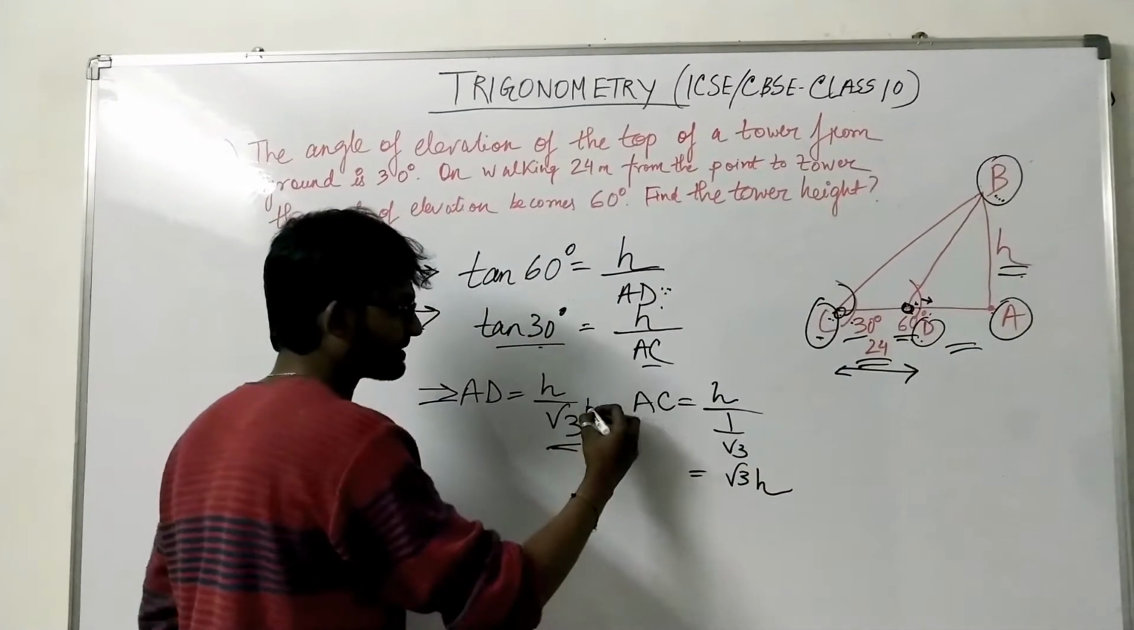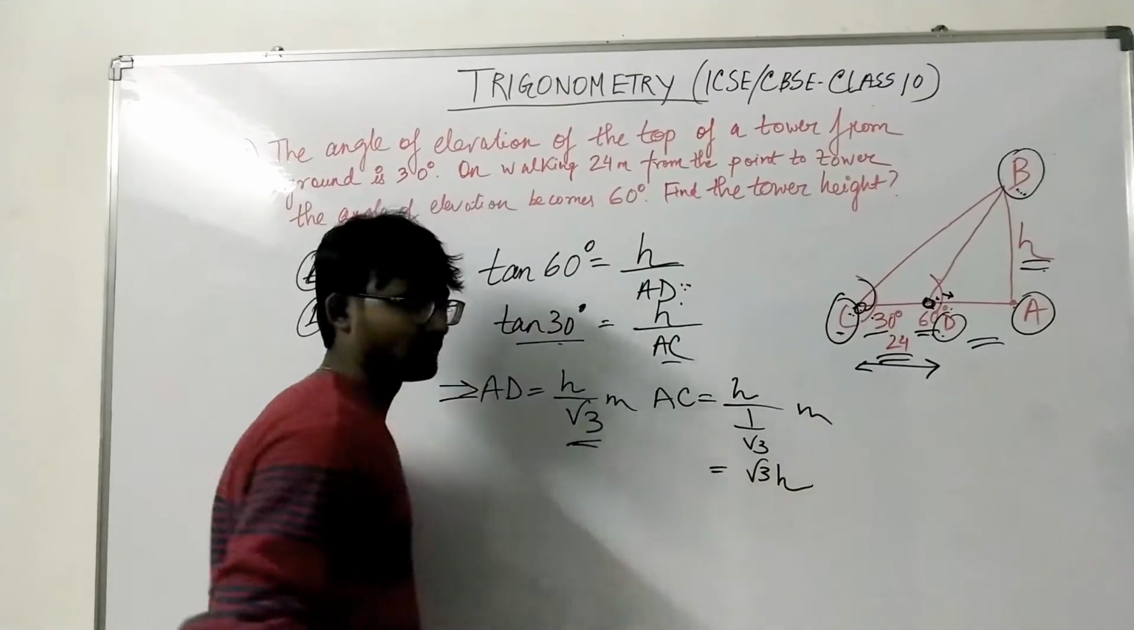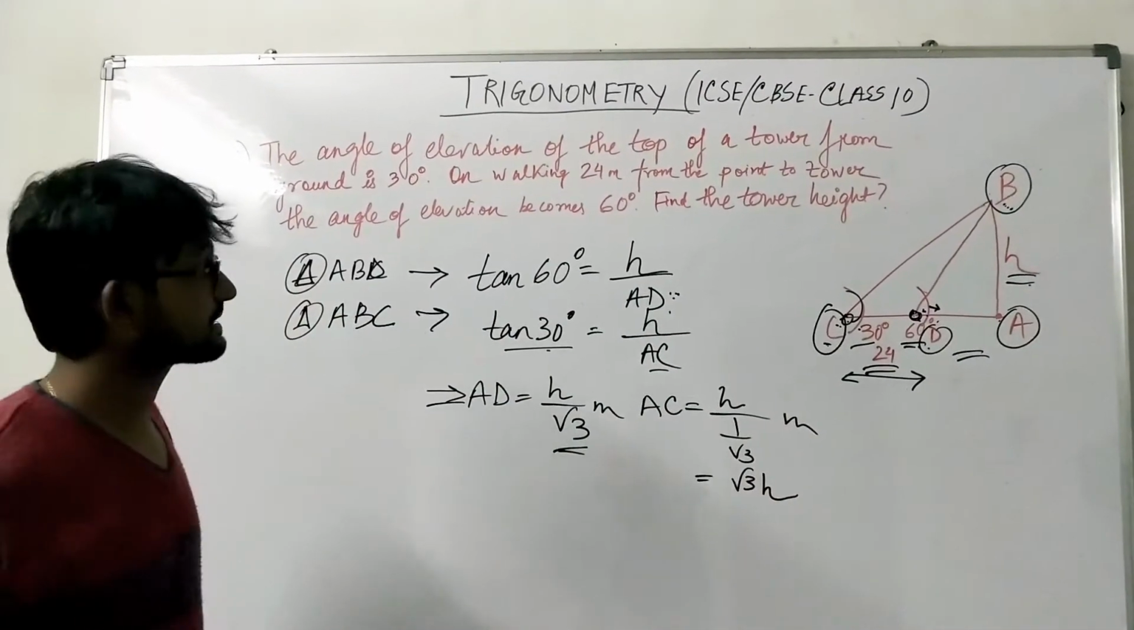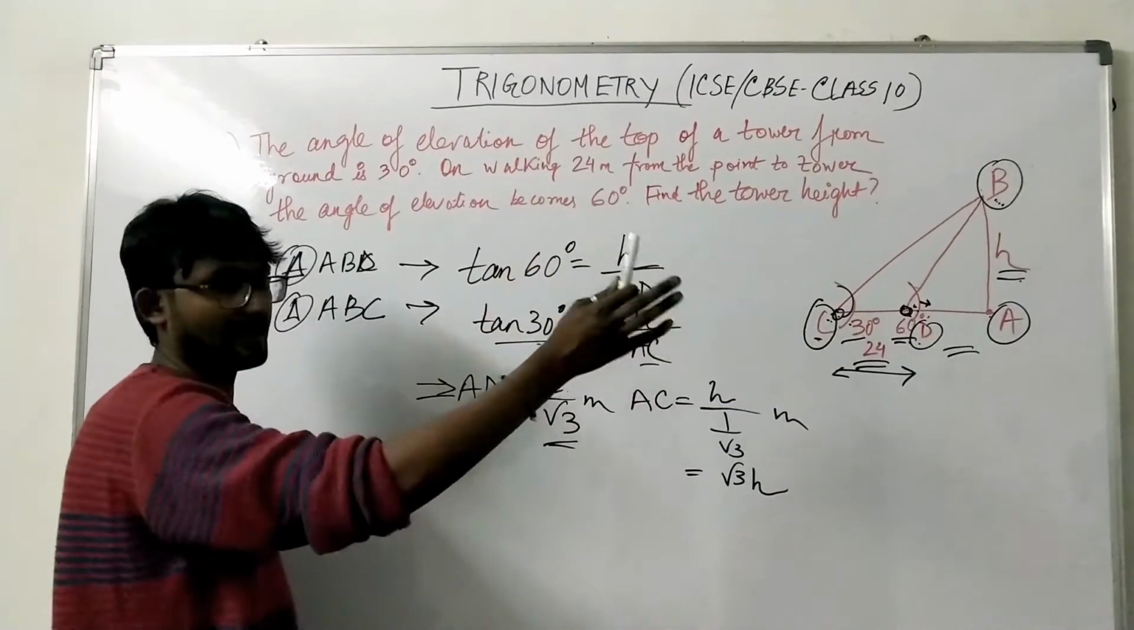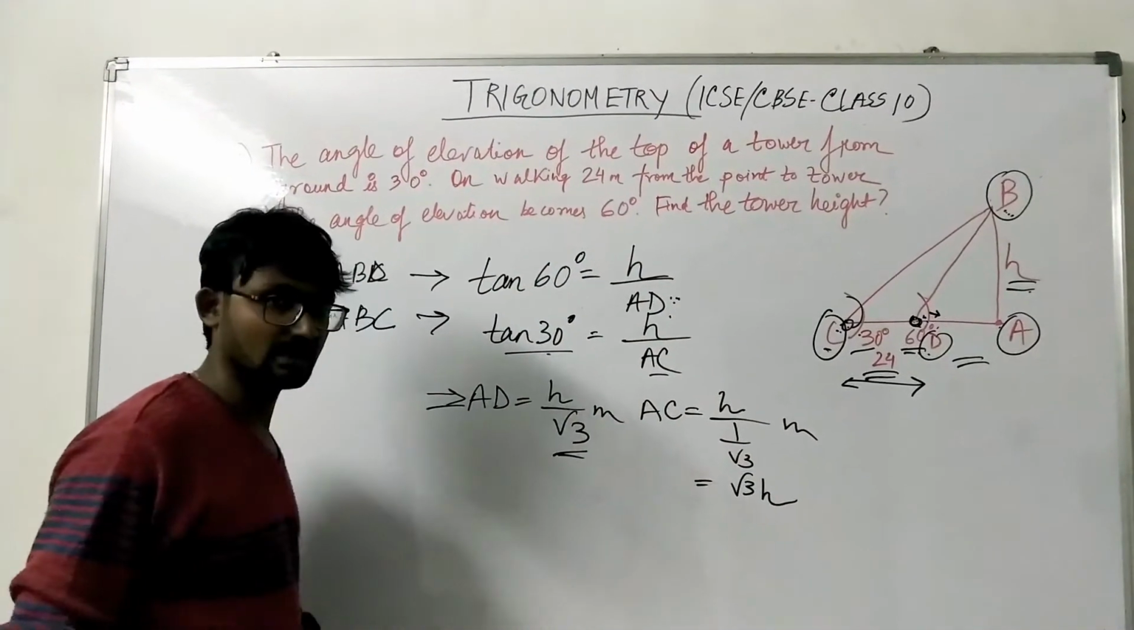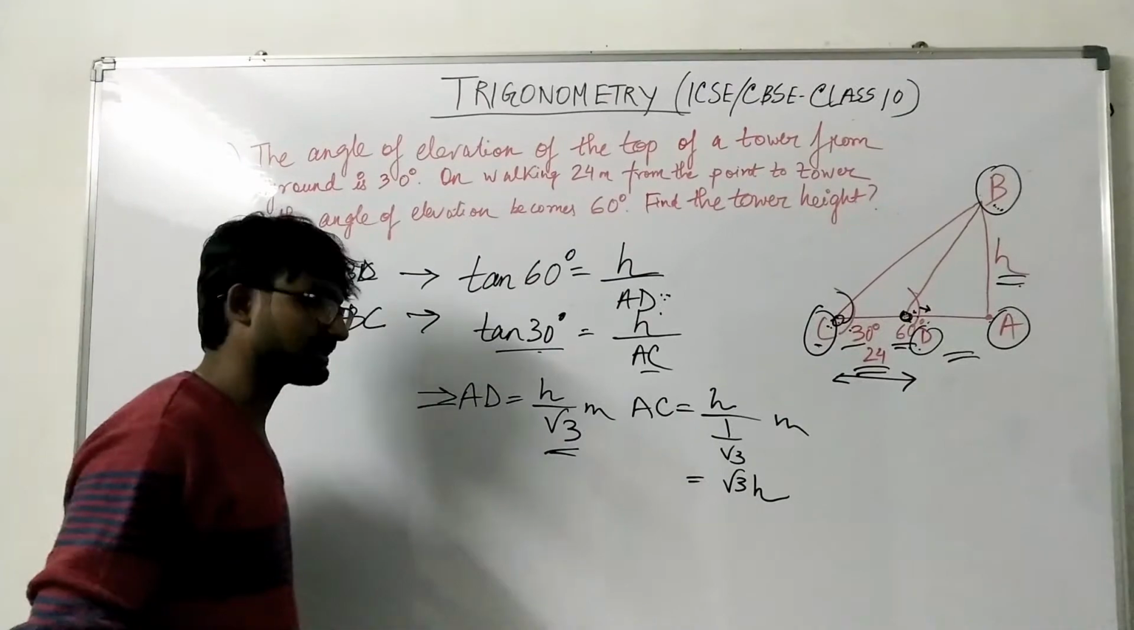These are all in meters, okay? Because these are distances. So the main thing is these are all in meters. Remember what is given in the sum, meter or centimeter, accordingly you will put the unit over here. Otherwise marks can be deducted.